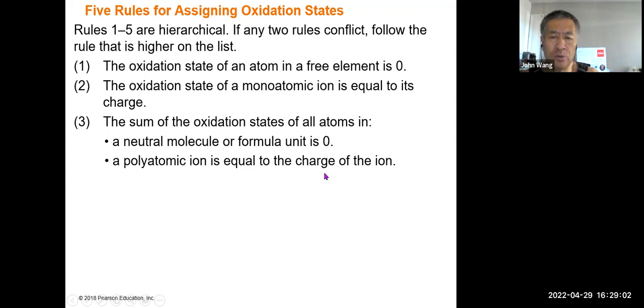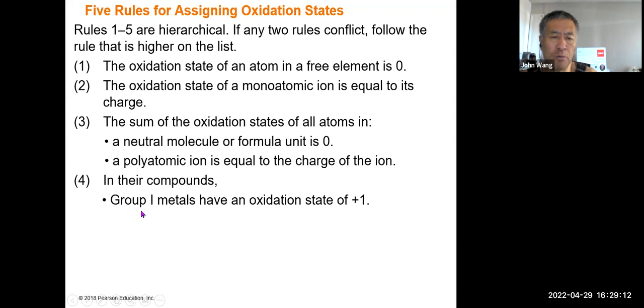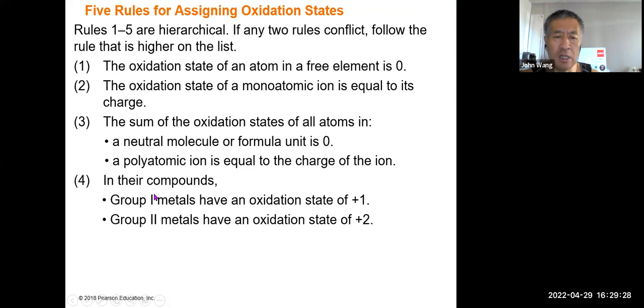Rule number 4 is helping rule number 3. Rule number 4 has kind of two parts. Part 1: group 1 metals have an oxidation state of plus 1. Group 2A metals have an oxidation state of plus 2. Group 1 and group 2 metals, which means in the periodic table, the leftmost column except hydrogen is the group 1 metals. The group 2 metals are the second leftmost column.